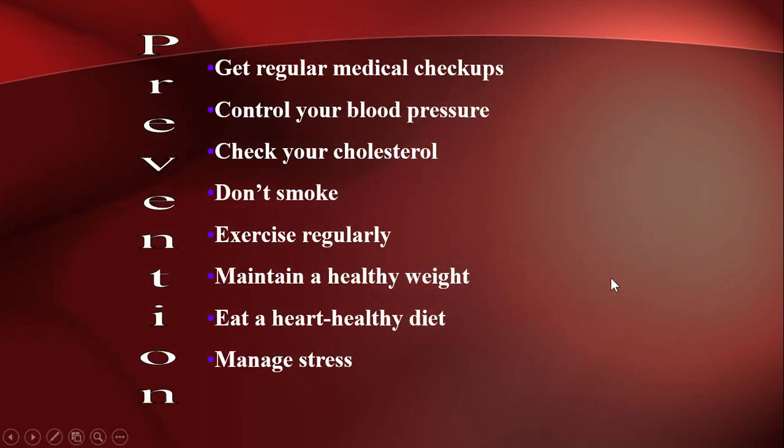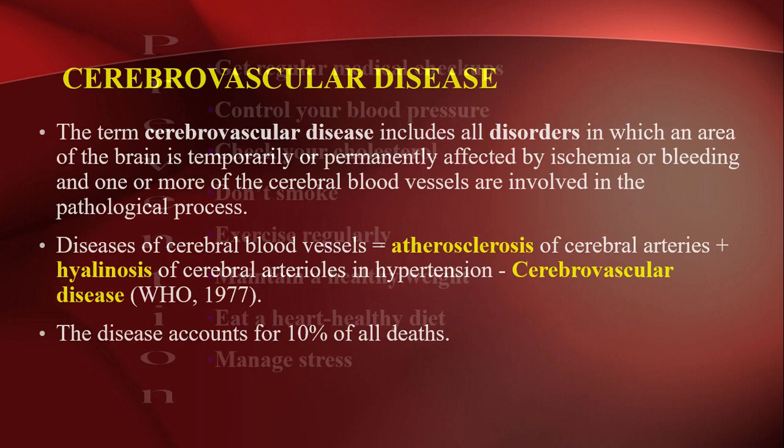And the key points for the prevention of ischemic heart disease: get regular medical checkups, control your blood pressure, check your cholesterol, do not smoke, exercise regularly, maintain a healthy weight, eat a heart healthy diet, and manage stress.